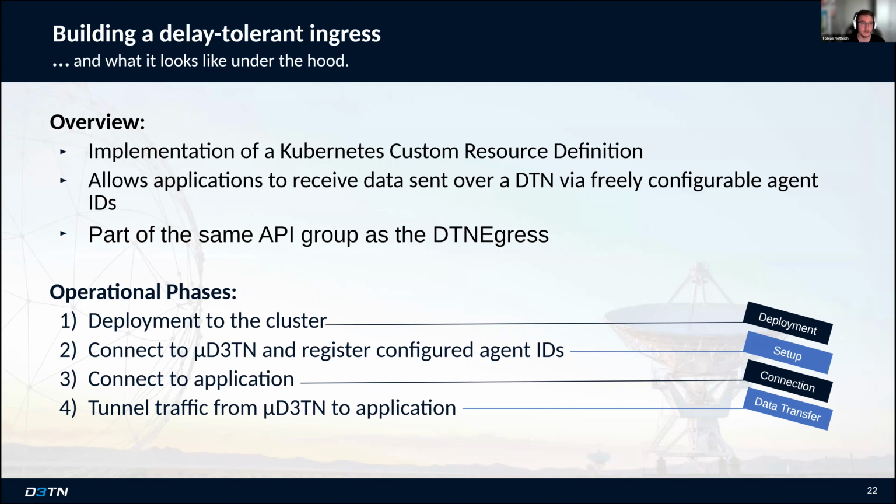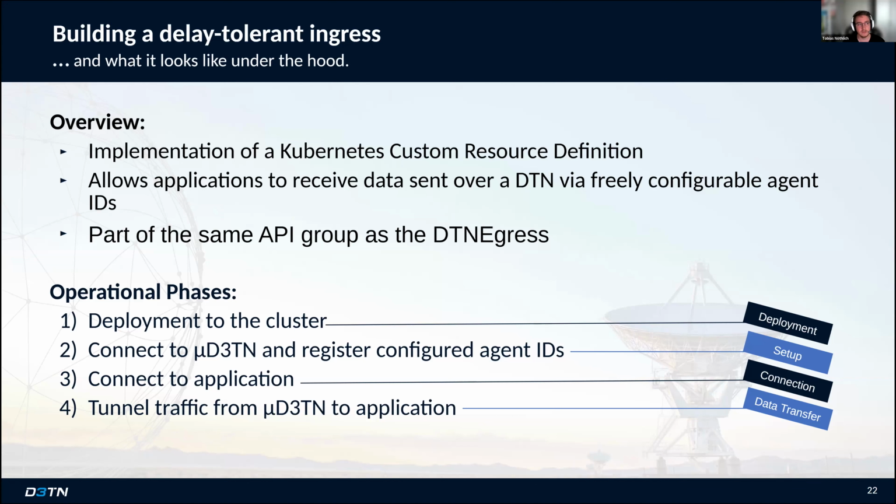We are deploying it to the cluster. The controller will create a deployment and spawn the pod. The pod will connect to micro-DTN and register the configured agent IDs. In this case, it could be multiple agent IDs because maybe an application wants to have multiple routes or we have multiple applications. It will then connect to the applications and tunnel traffic from micro-DTN to the applications.